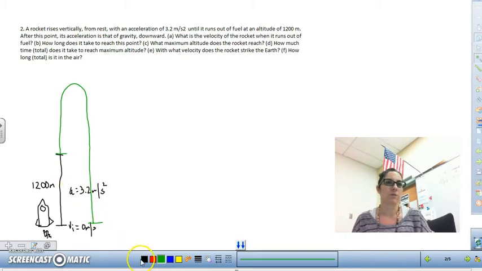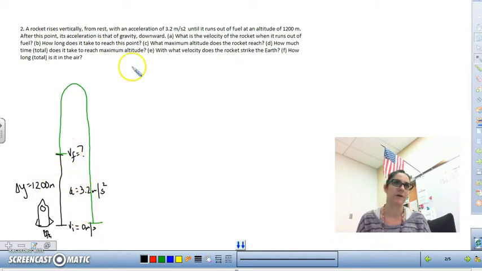What we're trying to figure out is a few things. First, part A, the velocity when it runs out of fuel. Right here, what's our final velocity? This is basically our change in y, acceleration, and initial velocity, and we need the final velocity. I like this equation because it has everything we need for solving for final velocity.